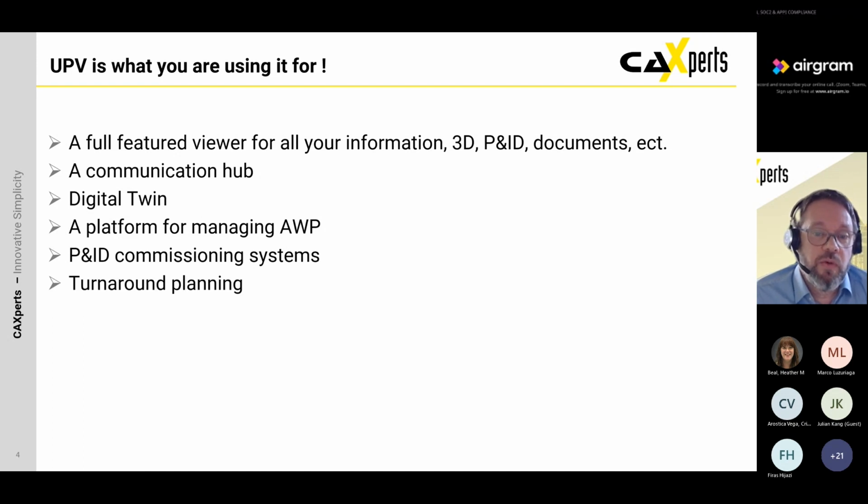It's used for turnaround planning. Turnarounds are very expensive, and with UPV, you can, in a very early phase, start planning your turnaround so that when the shutdown comes, everything you can track inside UPV, you have all the information in the model. You can do simulations like crane simulations, see if things are fitting together, and much more.